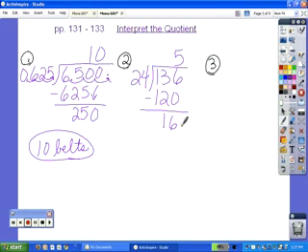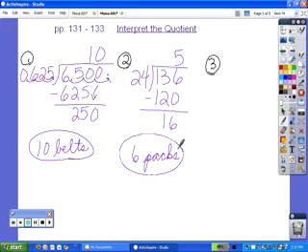Again, we have to ask ourselves, does it make sense for him to buy part of a pack of cups? Since he can't buy part of a pack of cups, we can't have a decimal in our answer, and we have to decide what to do with this remainder. If he only buys 5 packs of cups, he will still have 16 people who will need cups at his party. So his only option is to buy 6 packs of cups. He has to buy 1 extra pack to accommodate the 16 extra people.